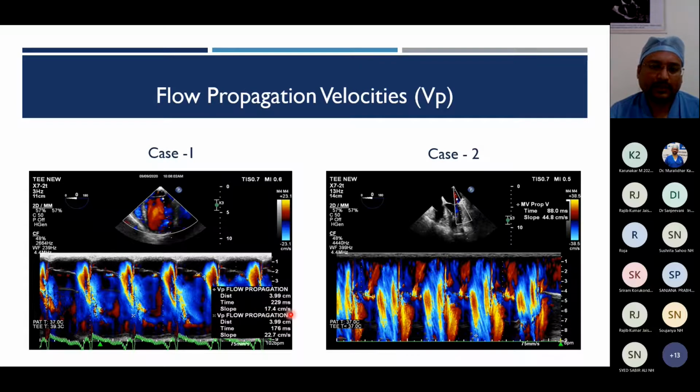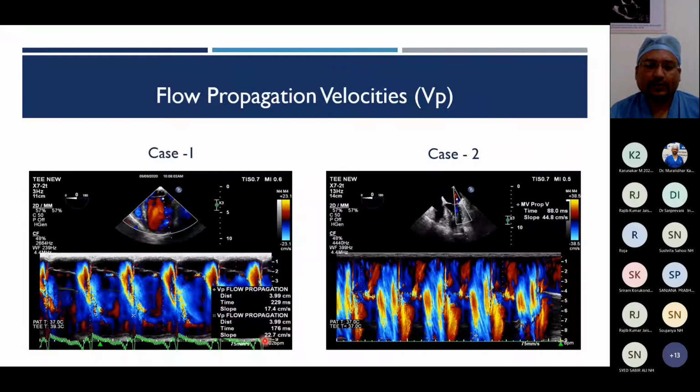So in the first image, there is a case 1 where the VP flow propagation velocity slope is 17.4 centimeters per second. It is measured using 2 points. We have to put the first point at the mitral annulus level at the E wave deceleration, and then the second point after 4 meters per second velocity, and calculate the difference. Suppose this is 2.5 here, then we put the second cursor on 6.5 meters per second velocity. So this slope is adjusted to the slope of the early diastolic wave, and it gives you the VP, that is the flow propagation slope.